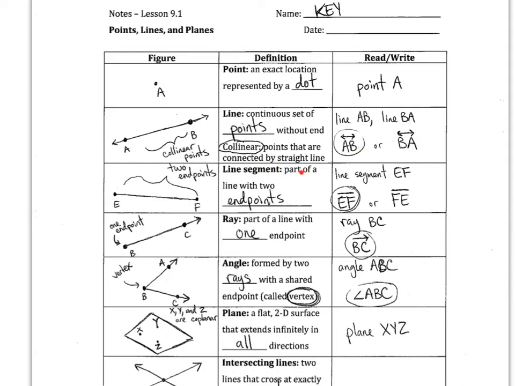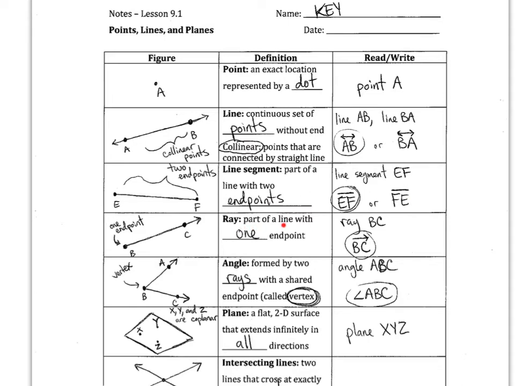Line segment is part of a line with 2 endpoints. So if you look over here, there's 2 endpoints. It doesn't have the arrow on it like this. There's specific endpoints, and here it's E and F. So the way that you would write that is line segment EF. Or, this is the symbol for it, EF with a line over the top of it, means line segment, or you can write it as FE, either way.